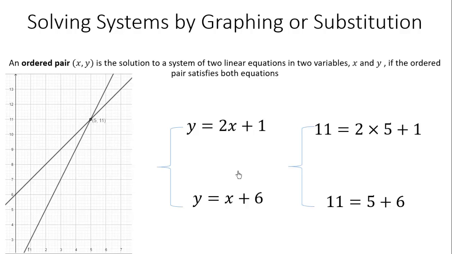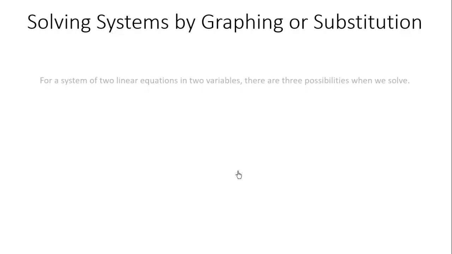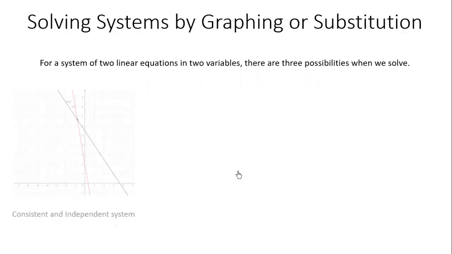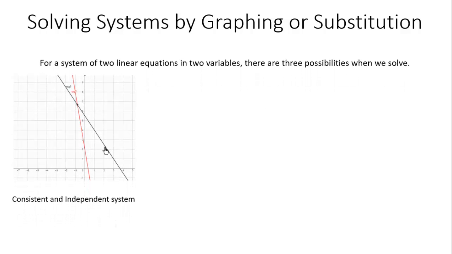Now, other cases also exist. So this is just the case we just talked about, a system that is consistent and independent, meaning that the point of intersection of the lines involved is one. It has a unique solution.